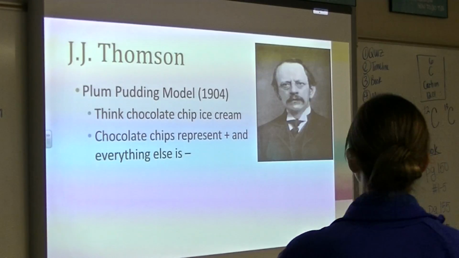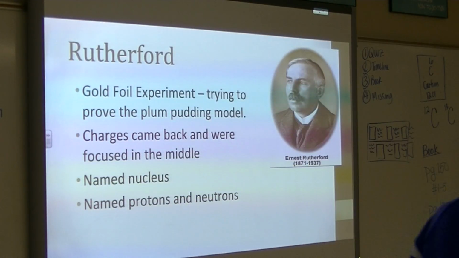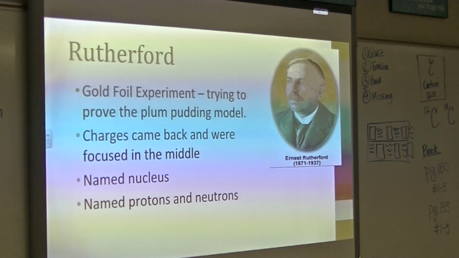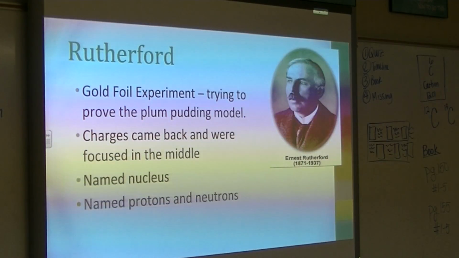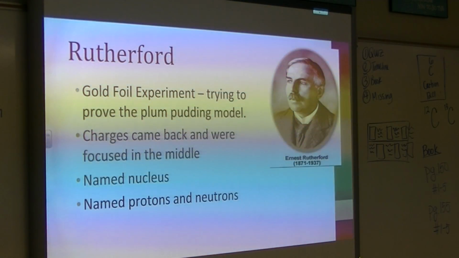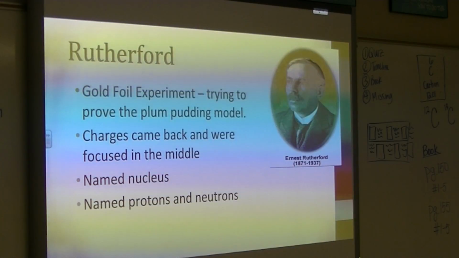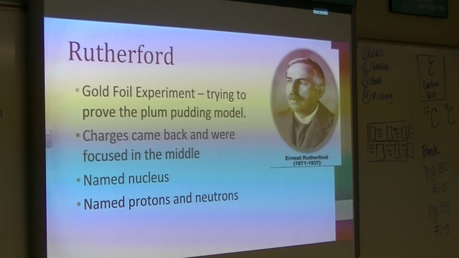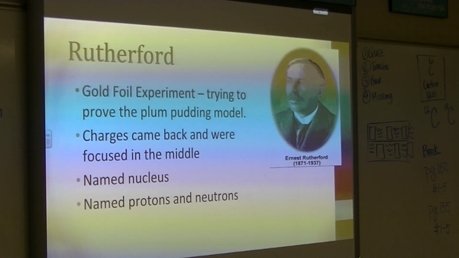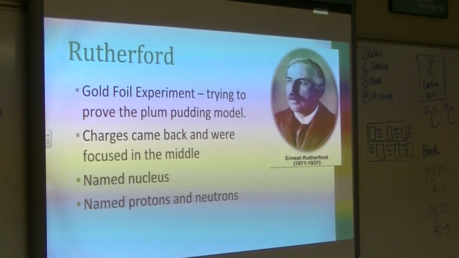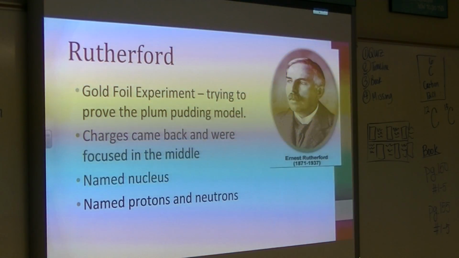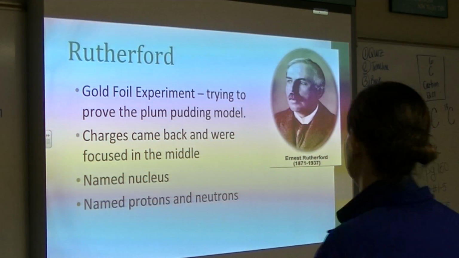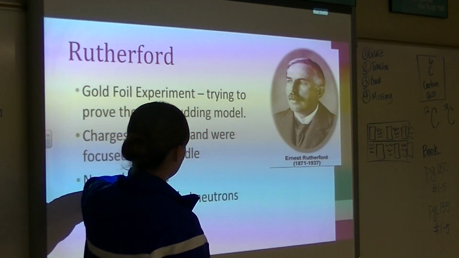Now after that came Ernest Rutherford. Now Rutherford was a student of J.J. Thomson, and he set out to prove the plum pudding model. That's what he wanted to do. So he did the gold foil experiment where they put a piece of gold foil and they sent a ray of positive charge through it, expecting it to go right through, but instead the charges came back and they were focused all in the middle. So this is when they discovered the nucleus. Okay, they discovered that most of the mass of the atom was in the middle, and that's when we got the names for protons and neutrons. So Rutherford discovered the nucleus.